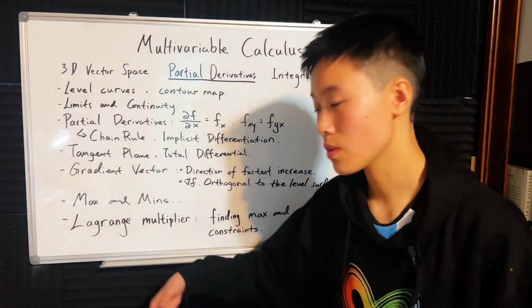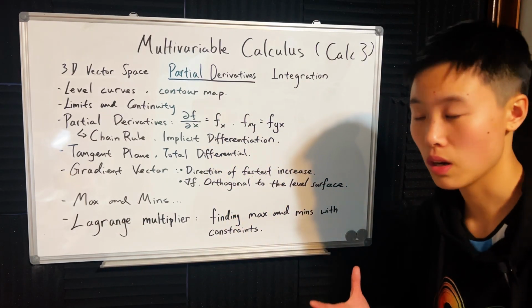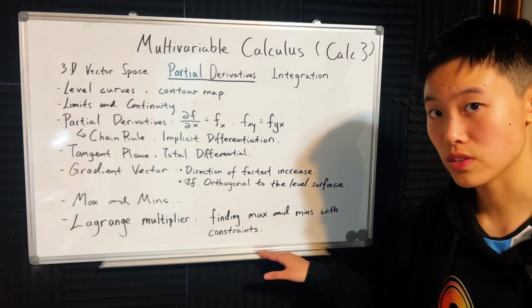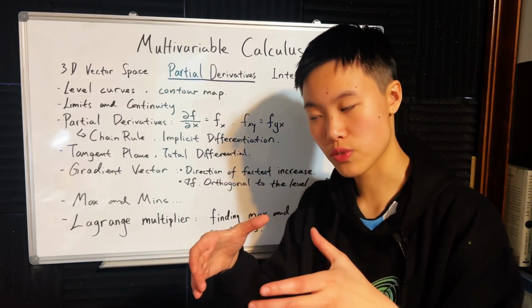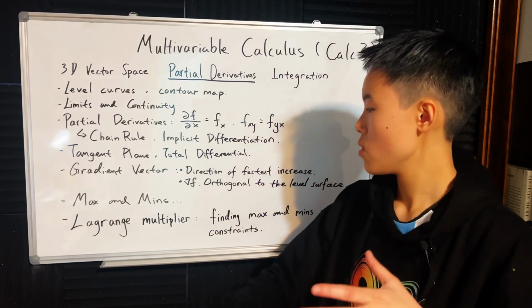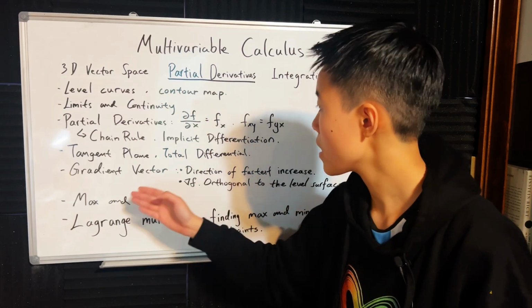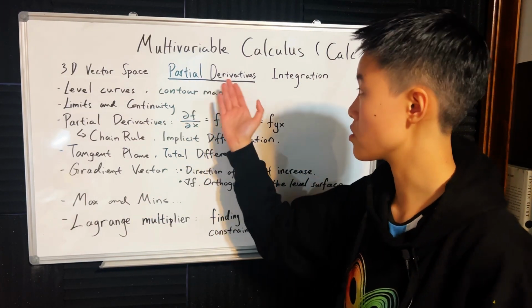And then we're going to find the Lagrange multiplier, which is an important concept in optimization, where you're trying to find the maximum and minimum with constraints. So within this bounded area, with one constraint or two constraints, you can have many constraints, where is the maximum and minimum? You're going to use level curves for that, and also the gradient vector. And this wraps up partial derivatives.